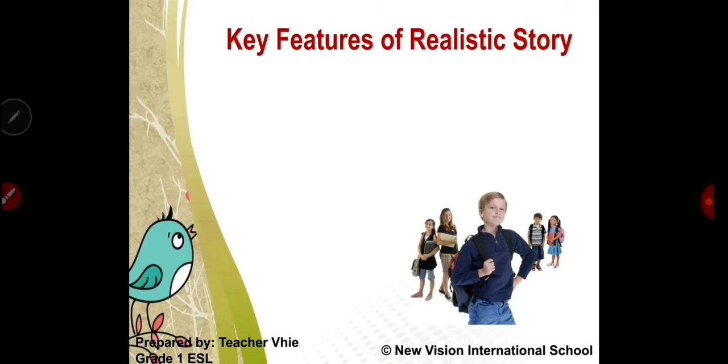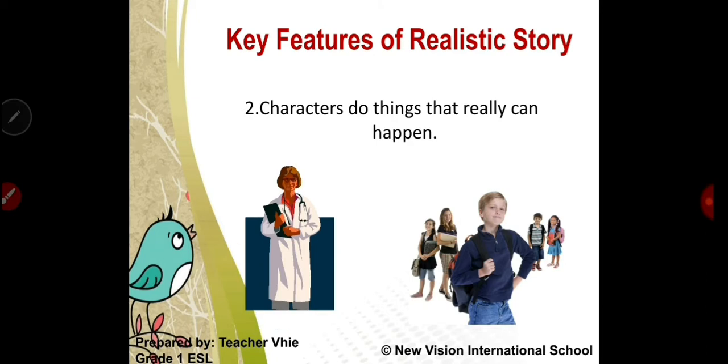Number 2, look at the picture. They are students like you. So do you have any idea what is the second feature of a realistic story? Great. And that is characters do things that really happen in real life. So a student goes to school. It is really happening in real life, right? They study just like what you are doing right now. And of course, the other picture is that a doctor. A doctor goes to the hospital to treat sick people. Okay. So great. So those are the key features of a realistic fiction. Again, the characters and events and settings seem real, and characters do things that really happen in real life.